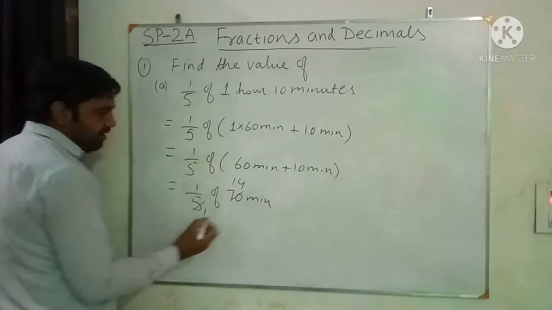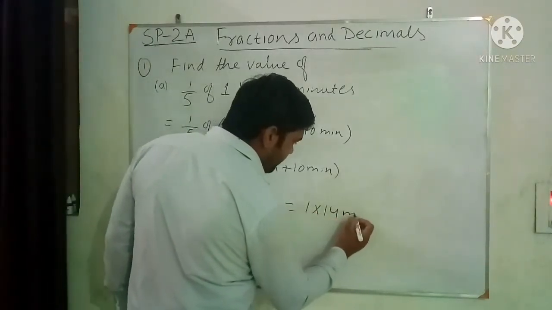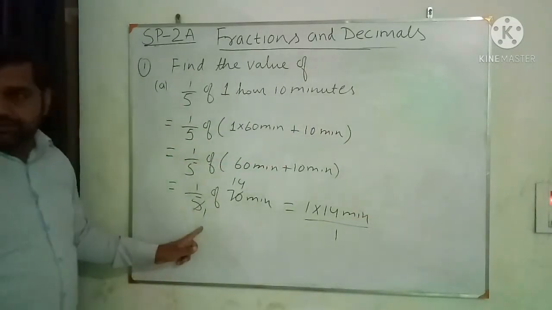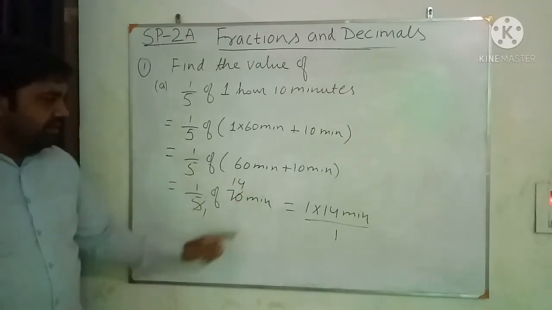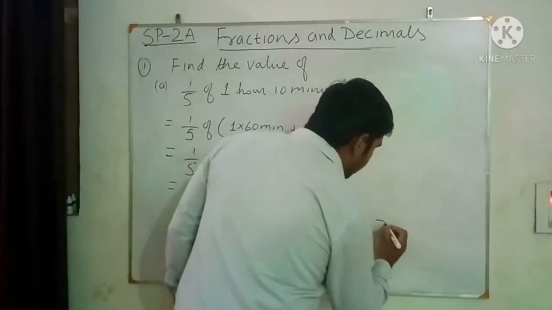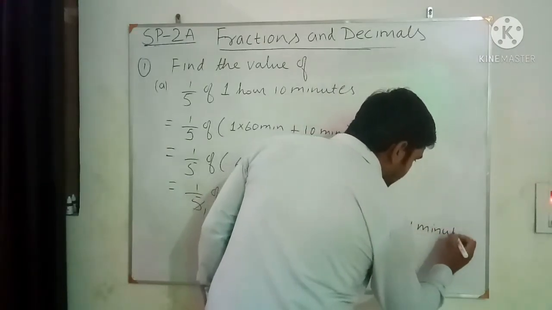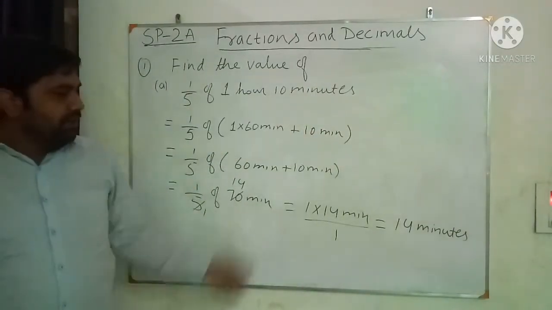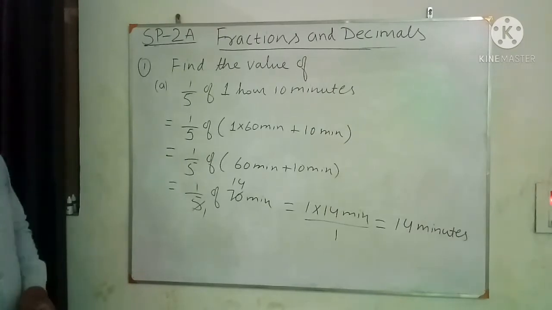So what did we get as the answer? 1 into 14 minutes, and at the denominator place we got 1 only. 14 fives are 70, 5 ones are 5. Now 1 times 14 is 14 minutes. So the answer is 14 minutes. So 1 by 5 of 1 hour 10 minutes will give you 14 minutes. Okay, so like this we have to do.